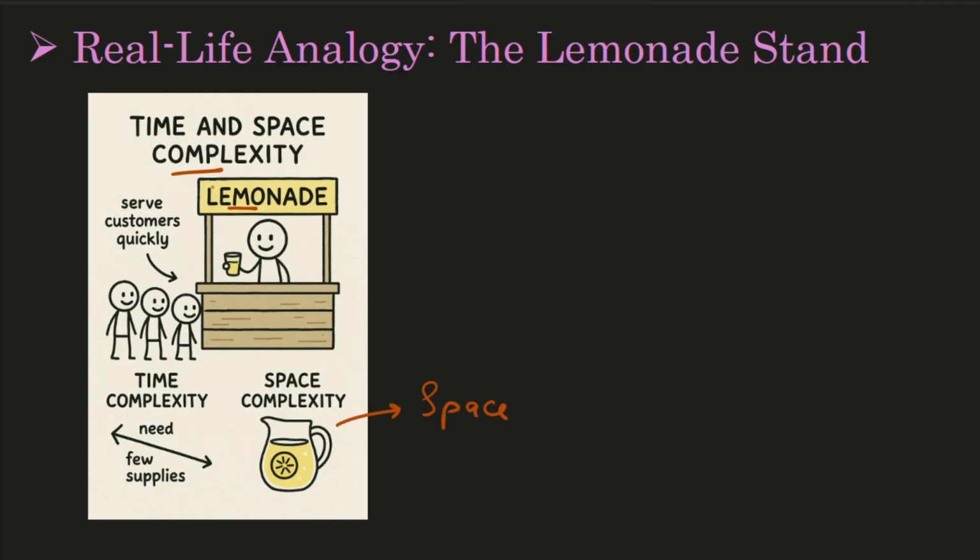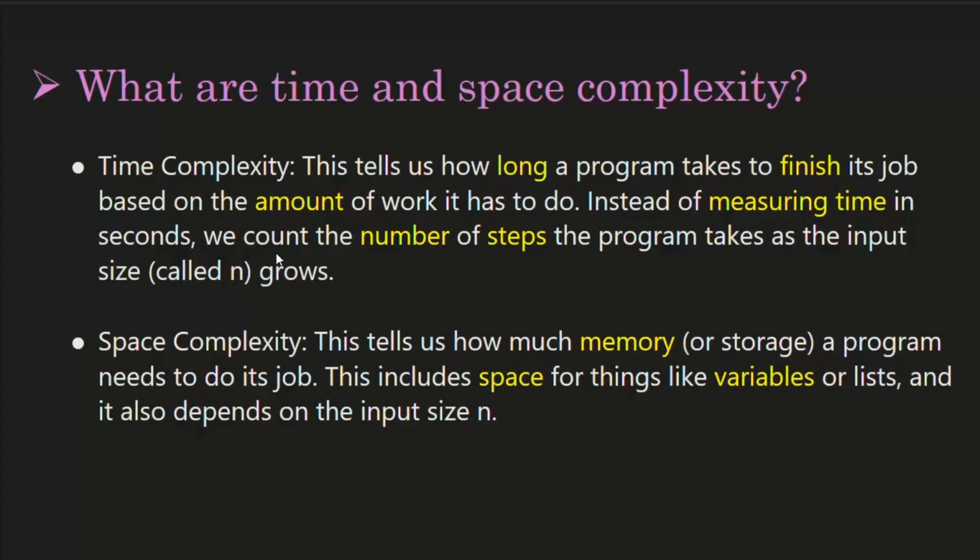Time complexity is about how fast you can serve lemonade to all your customers. If you take longer to serve each customer, or if the line gets super long, it affects how quickly you finish. Space complexity is about how many pitchers, cups, or lemons you need to keep the stand running. If you need more supplies for more customers, that's like using more memory in a program. By understanding time and space complexity, you can plan your lemonade stand or program to handle small or huge crowds efficiently.